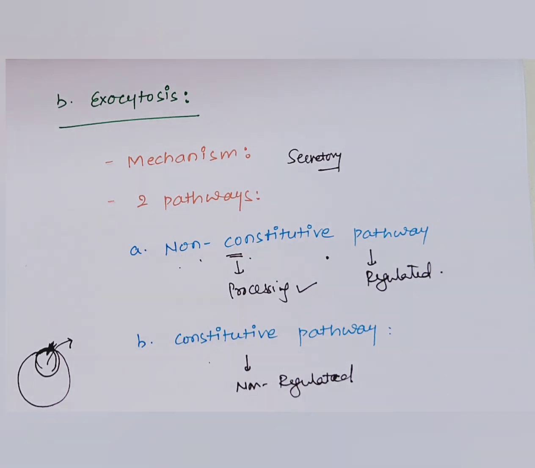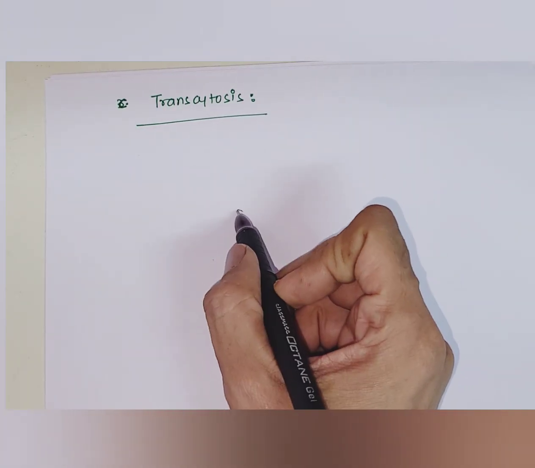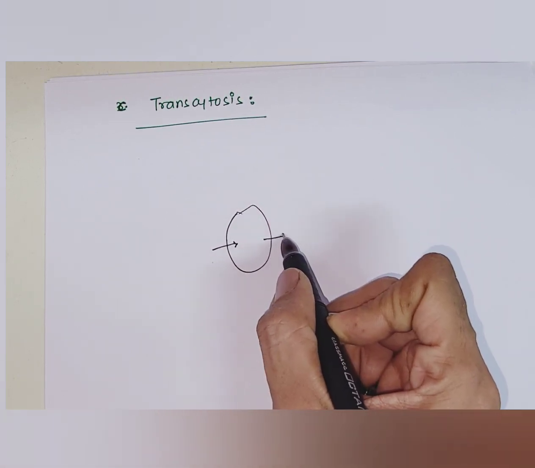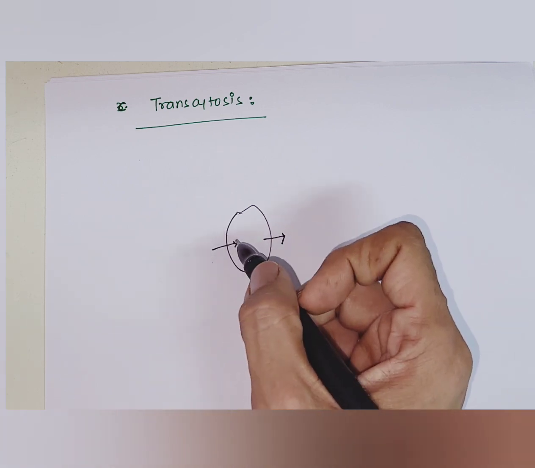So this is exocytosis. Next is transcytosis. Here what happens? Suppose this is a cell. So there is endocytosis from this side and exocytosis from the other side. Sometimes receptor mediated endocytosis may be there.